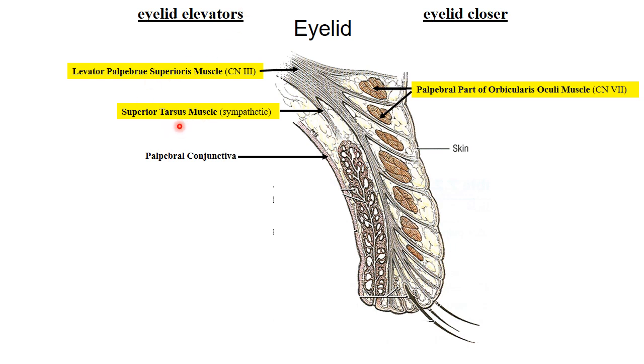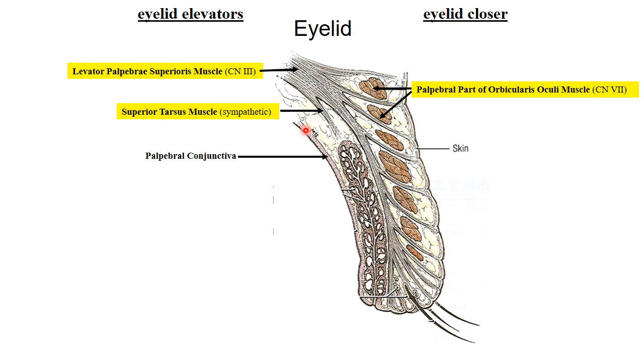That's under sympathetic control. And then the bigger, stronger muscle, most of this tendon right here, this is all tendon of the levator palpebrae superioris, and that's under control of the oculomotor nerve. And that's the stronger lifter of the upper eyelid, and that's going to open our eye. There's the palpebral conjunctiva right there, of course, lining the inner aspect of the eyelid.